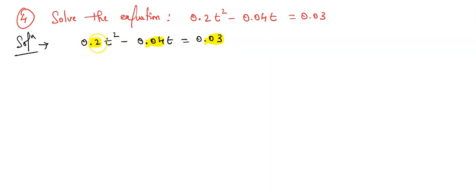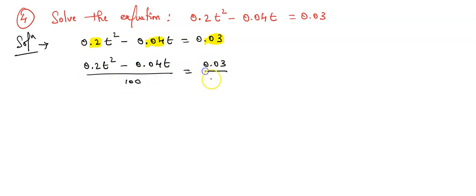Simple. After the point, here there is 1 digit, here after the point there are 2 digits, so what is the maximum? After the point there are 2 digits. If there are 2 digits after the point, then we have to divide this by 100. Okay, entire LHS and RHS, divide this by 100. That is 0.2 t square minus 0.04 t divided by 100 is equal to 0.03 divided by 100. I am dividing by 100 on both the sides.